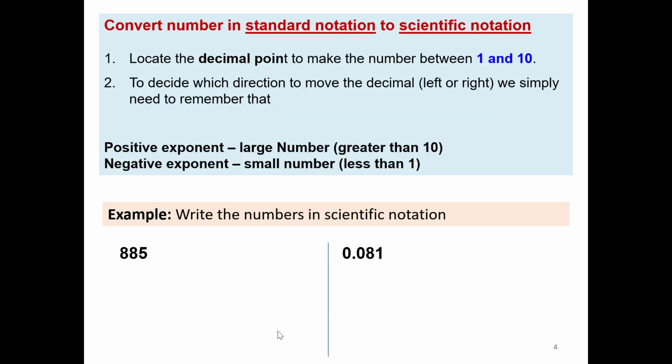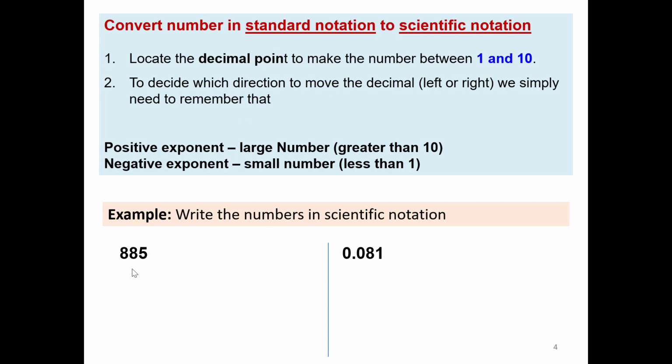Now let's review how we can convert a number from standard notation to scientific notation. First we need to locate the decimal point to make the number between 1 and 10. Then we need to decide in which direction to move the decimal, to the left or to the right. Just remember, a positive exponent corresponds to larger numbers and a negative exponent corresponds to smaller numbers, less than 1. Let's try to apply this rule.